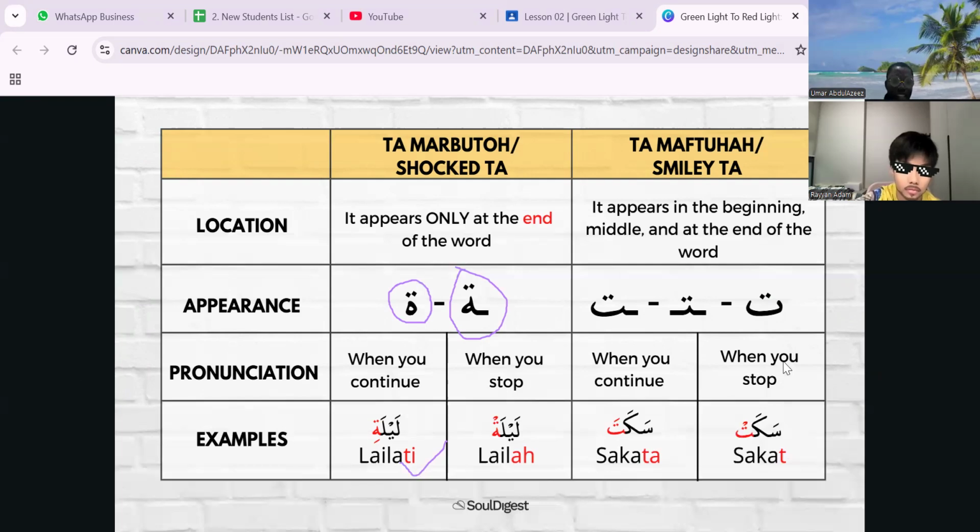So what I was saying is that you can pronounce it as Lailati if you are not stopping on the ta. If the ta is in the middle of a sentence, you pronounce it as Lailatul Qadr, for example, a verse in the Quran. But if you want to stop on it, you are going to pronounce it as Laila. You are going to understand soon. Let's move on first.